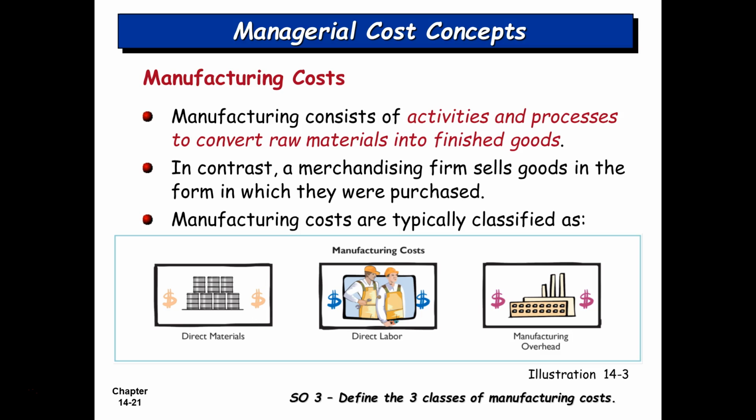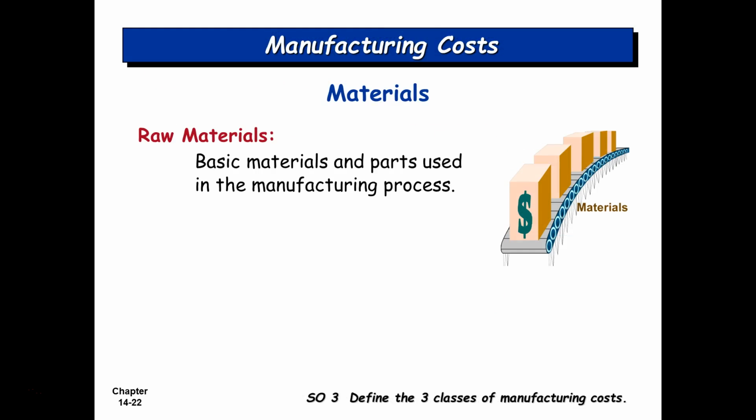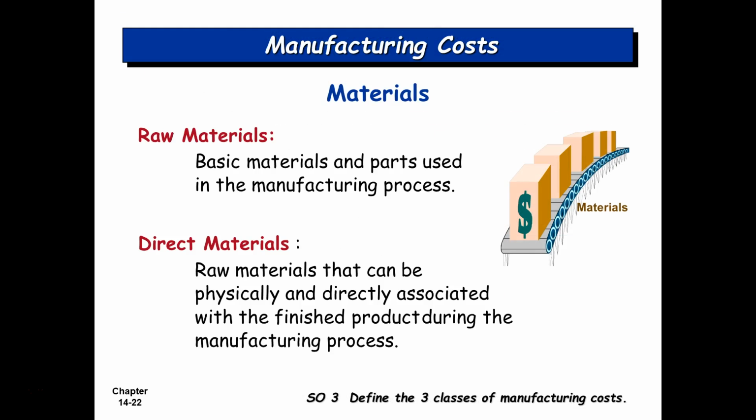So I need you to go to slide 22, direct materials. These are the materials that we're going to be using to produce a product. If we're going to produce chairs, we're going to need the wood, we're going to need fabric for those chairs. Those are direct materials being used to create our product. They are directly associated with them.